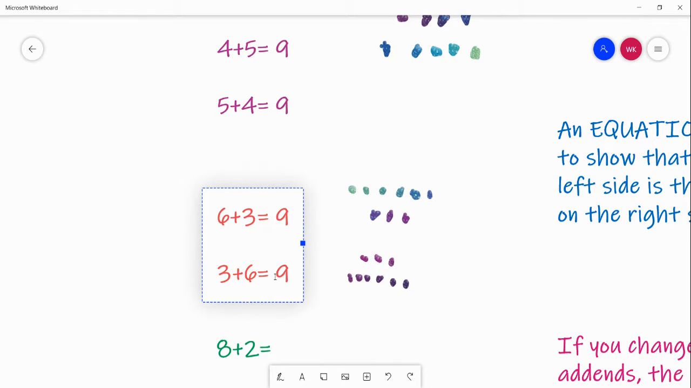So remember, these are the add-ins, 6 and 3. Those are the add-ins in the equation. The sum is 9. If you change the add-ins around, the sum is always going to be the same. So 6 plus 3 equals 9, and 3 plus 6 equals 9.